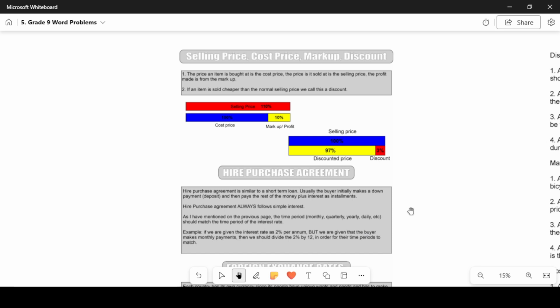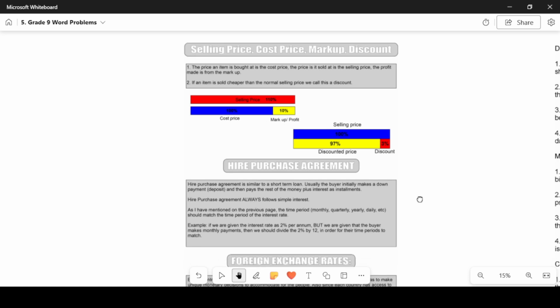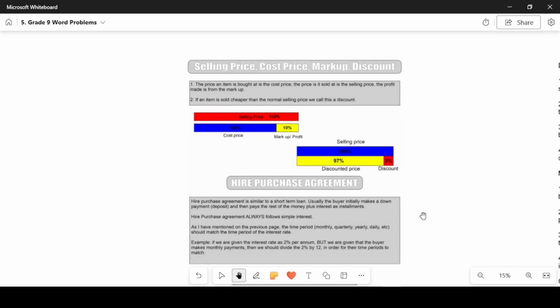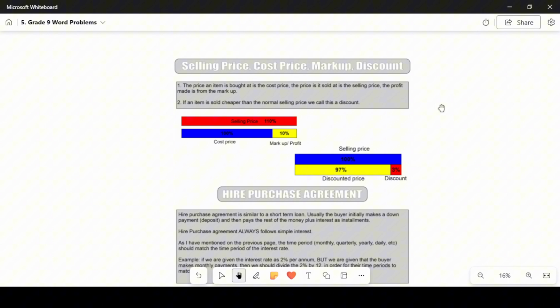Okay, so now we will talk about the next part of the finance module, which will be selling price, cost price, markup, discount, hire purchase, and foreign exchange rates. And this falls under the finance part of the word problems course. Right, so this is at a grade 9 level.